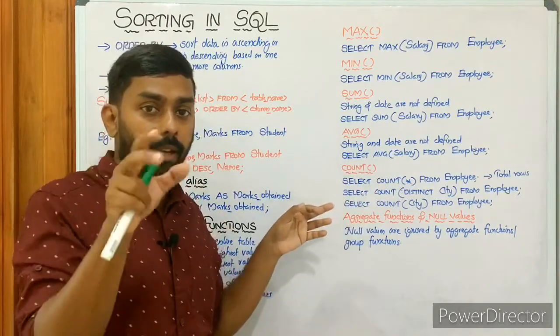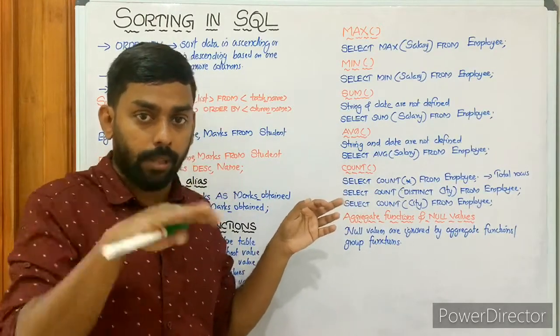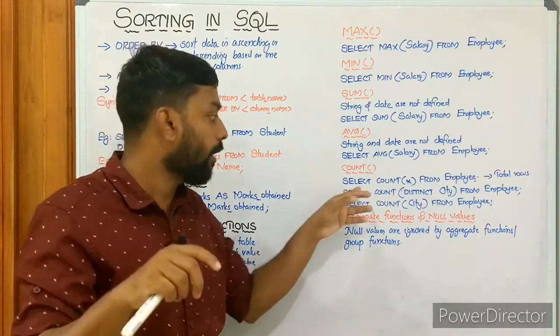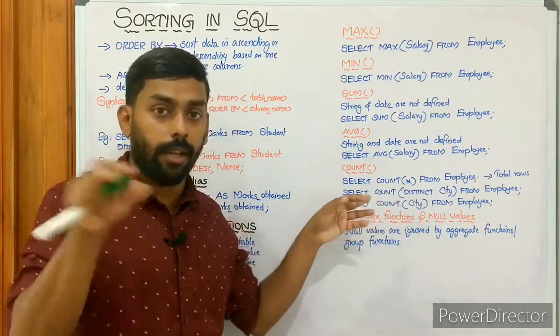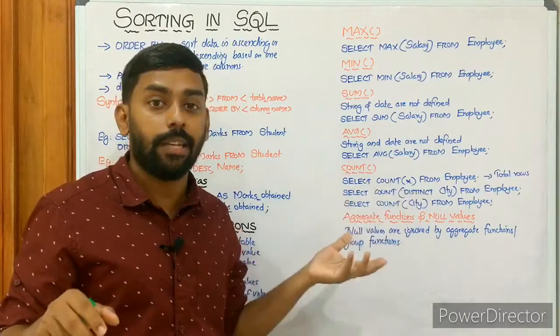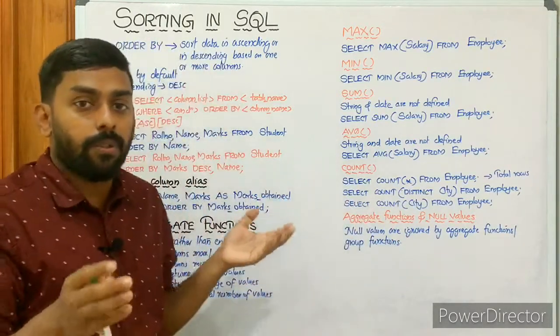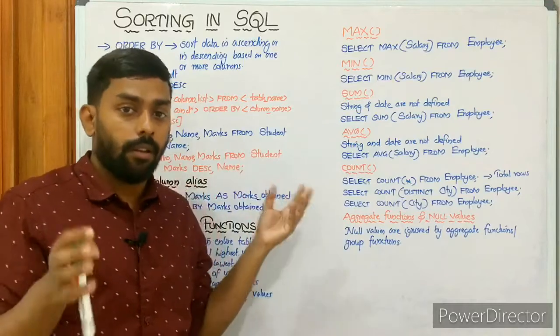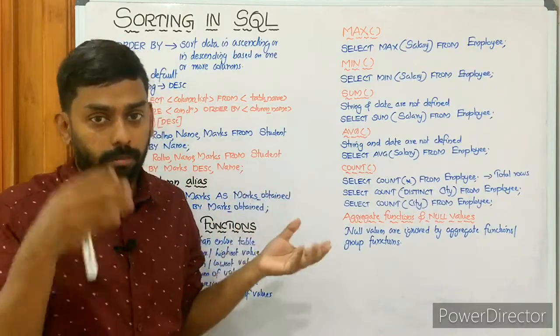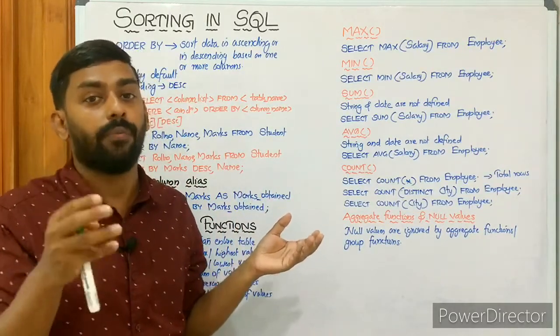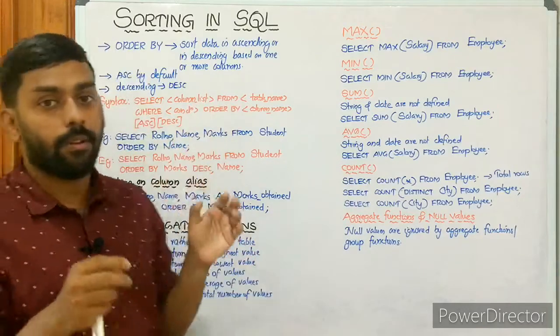Then count has 3 different formats. Count star means all the 30 will be the result. Then count of city meaning 30, and count of distinct city 5 or 6. Then aggregate functions and null values: null values will be ignored by the aggregate functions or group functions. So these are the topics for the day.